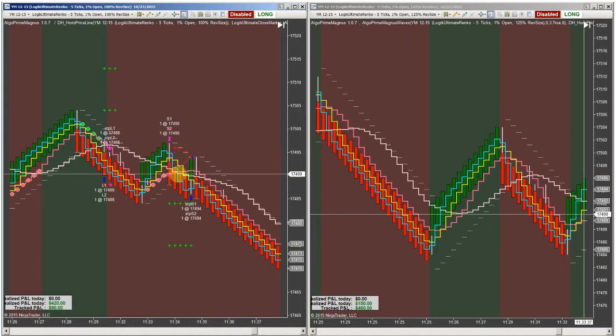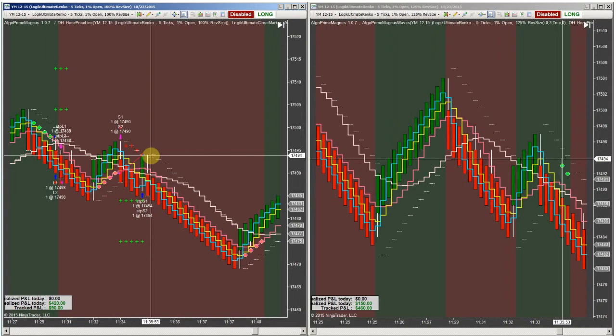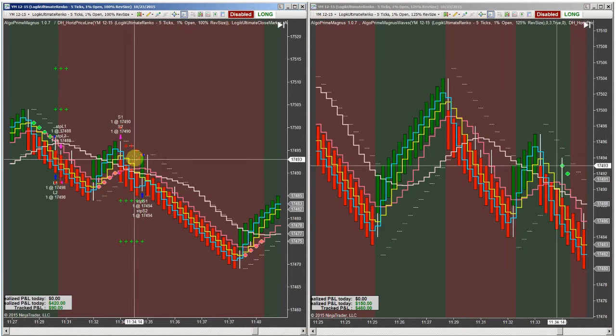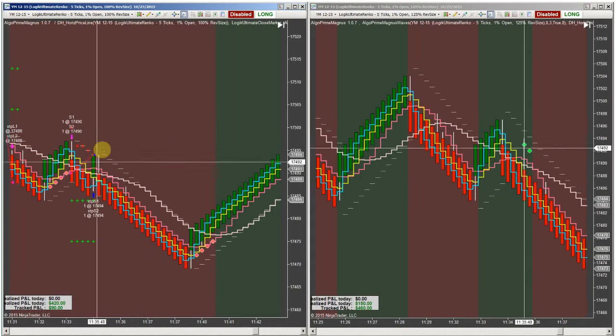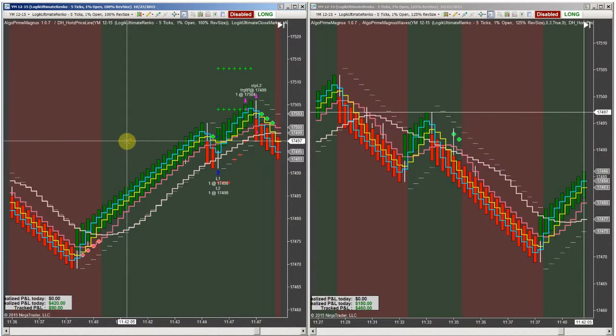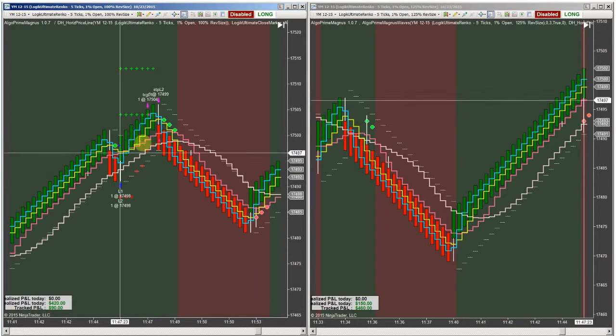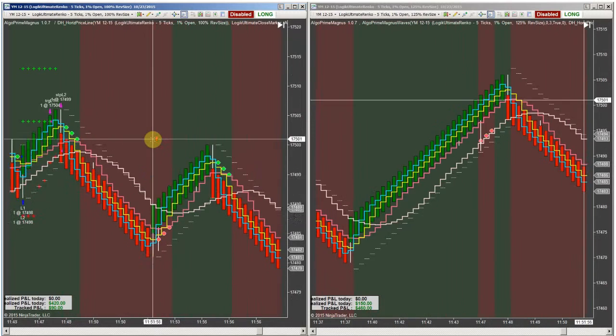Stop out there. A trend came back, caught me at the 9-tick trailing stop that I placed in there. Again, you can place whatever you want.